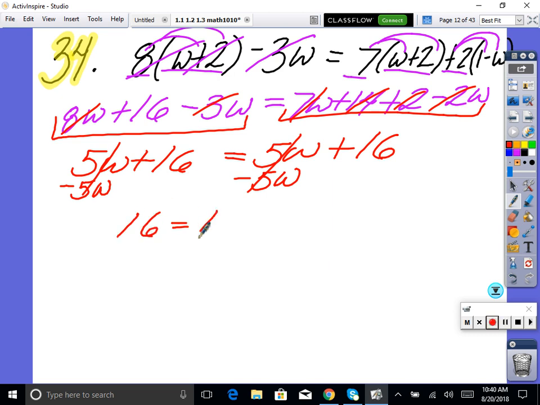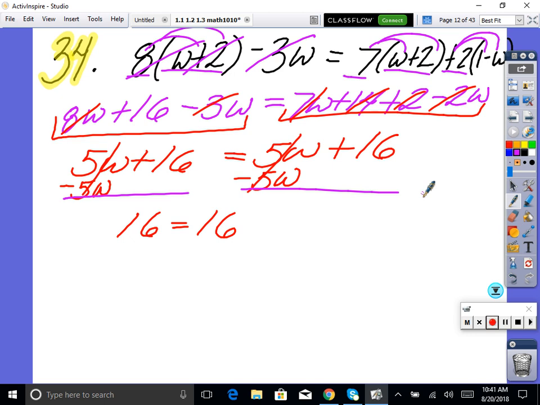W disappeared. Well, is that a true statement? Does 16 equal 16? That's not our solution. That's a true statement. We didn't solve for W if there's not a W, but that is a true statement. So if that happens, it's because, let me direct your attention right back up here. Look at this and this. Aren't those the same thing? So think about it. If I plug in a 0, won't the answer be the same? Plug in 1, the answer is the same. Plug in 2, so any number works, correct? They're the same. So our answer is all real numbers.